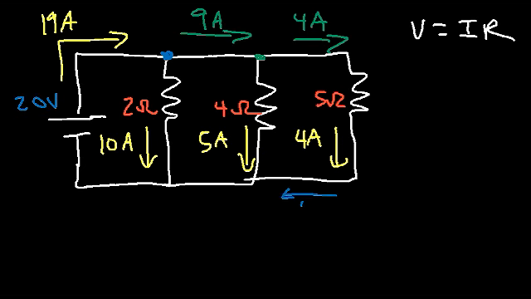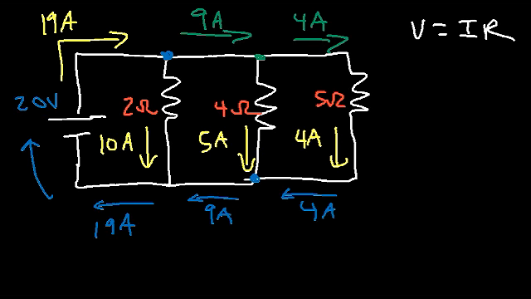So we have 4 amps of current flowing in this branch. Then it's going to meet up with the 5 amp current. 4 plus 5 is 9, so 9 is going to go this way. And then that's going to meet up with the 10 amp current to add up to 19. And 19 amps of current flows through the battery. So you can see how it works according to Kirchhoff's current law.